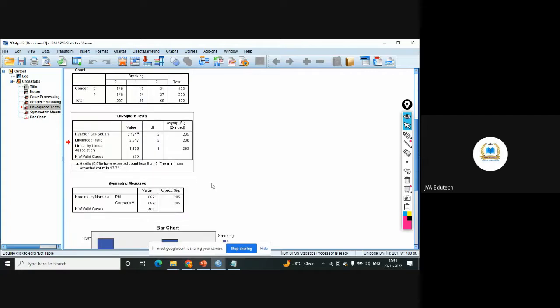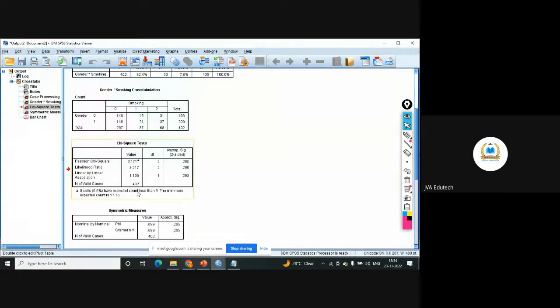Now, here you will find that 0 cells have expected count less than 5. Meaning our criteria of minimum 5 counts in each of the cells is met. Otherwise, it will show how many cells have expected count less than 5. And if even one cell has expected count less than 5, then our result is wrong.